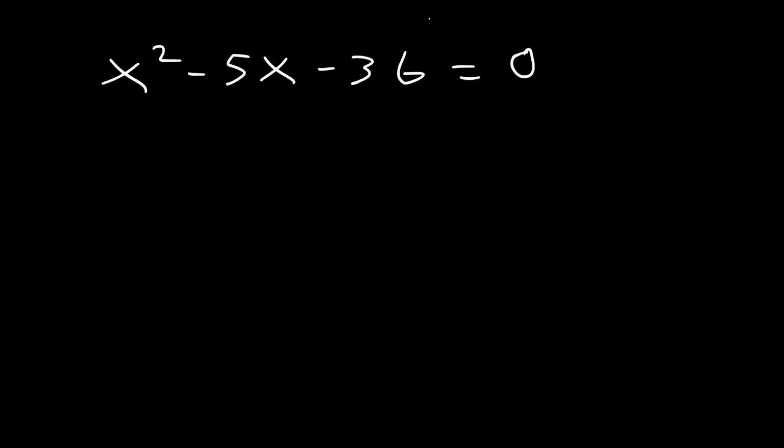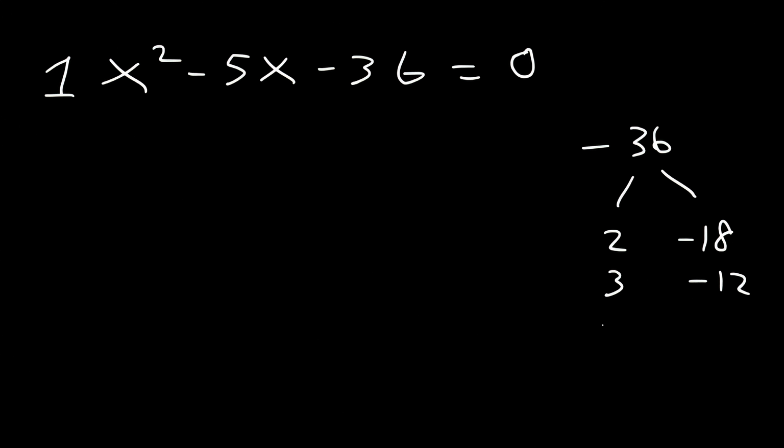So here we have a trinomial with a leading coefficient of 1. What two numbers multiply to negative 36 but add to negative 5? What would you say? If we divide it by 2, we'll get negative 18. If we divide it by 3, we'll get negative 12. If we divide it by 4, we'll get negative 9. 4 and negative 9, they differ by 5. 4 plus negative 9 is negative 5.